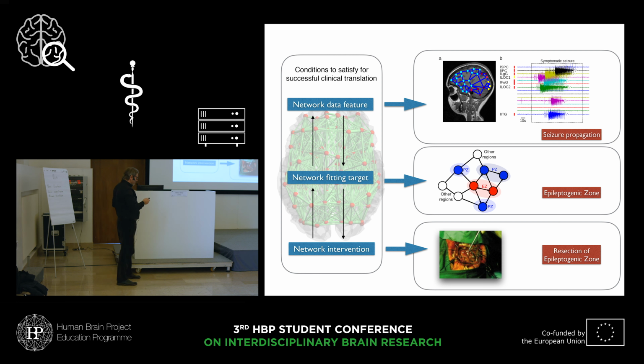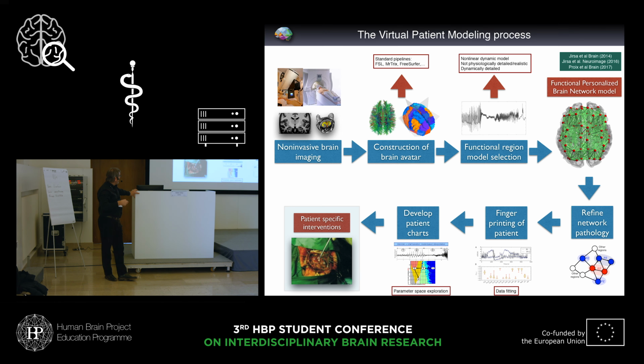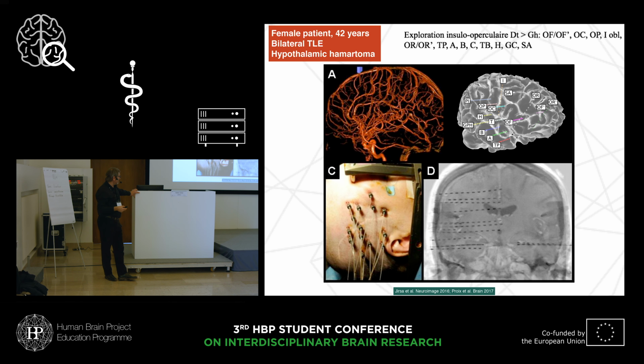So we can actually do the entire pipeline, which we call the virtual epileptic patient, and go from imaging of the patient, recreating his or her virtual brain, equipping it with the epileptic neural mass model, fingerprints, so the data fit the patient, and make predictions about what epileptogenic zone to resect for this particular patient, so to go through surgery. And in the remaining few minutes, I'd like to show you how we do this.